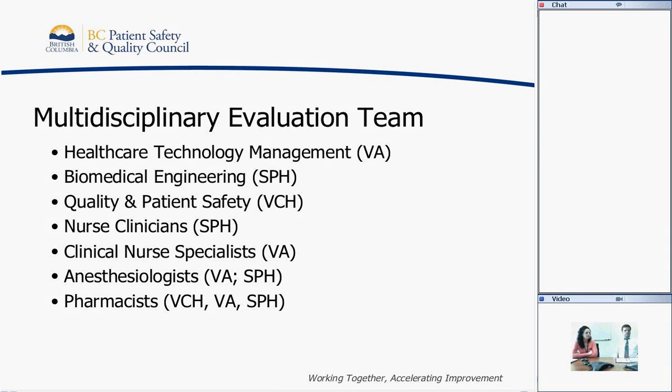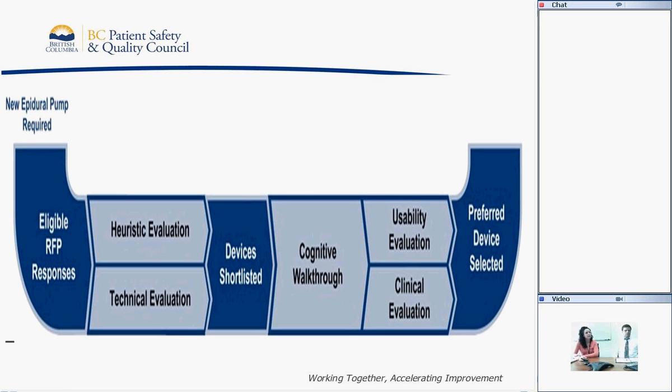And what we did was we developed a multidisciplinary team, and we had representation from biomedical engineering from both hospitals, quality and patient safety, and clinical specialties in nursing and anesthesiology and pharmacy from each hospital. And so this was the process that we followed. The new pumps were required. We put out the RFP. We had 4 vendors respond, and then we went into evaluations.